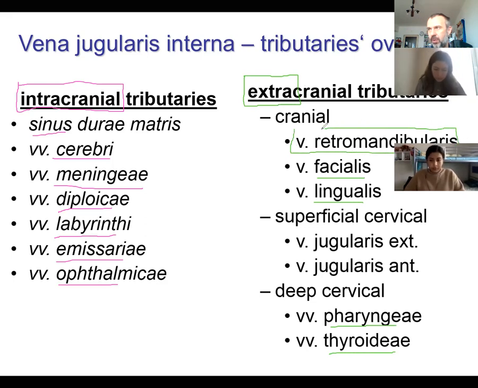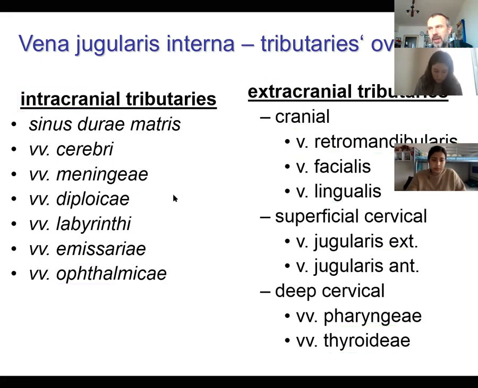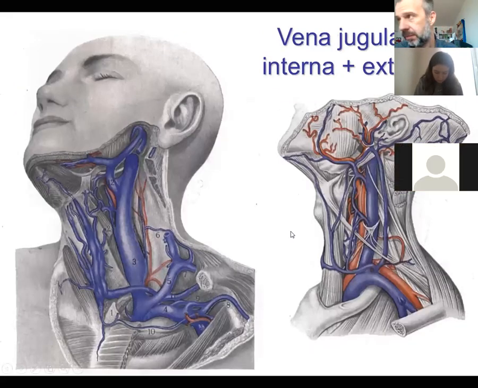For the retromandibular, you can remember it runs together with the external carotid artery and its terminal segment. So the external carotid artery is accompanied by the retromandibular vein. And then, of course, we have two superficial ones, external jugular and anterior jugular. So this is just the overview. And now, let's go to the detail.